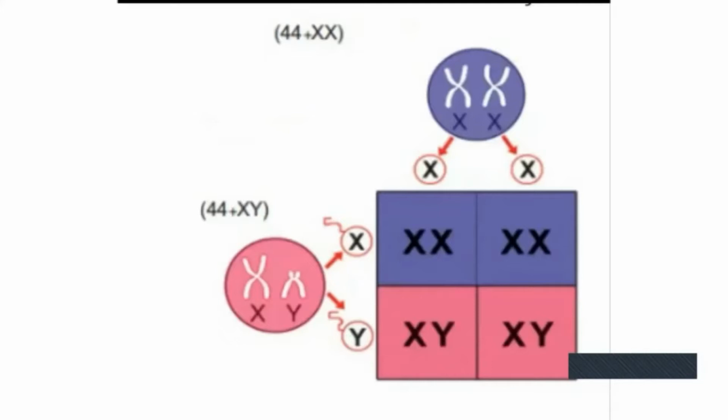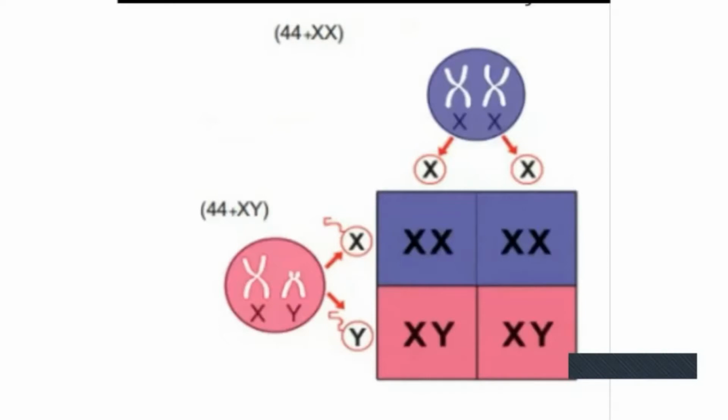Then when the X chromosome from mother fuses with the Y chromosome from father, the child born will be male, and the genetic constitution will be 44 plus XY. So you should keep in mind that the genetic constitution of the father determines the sex of the newborn child. Is it clear for you?